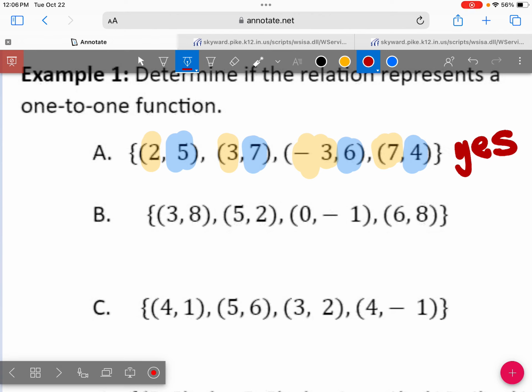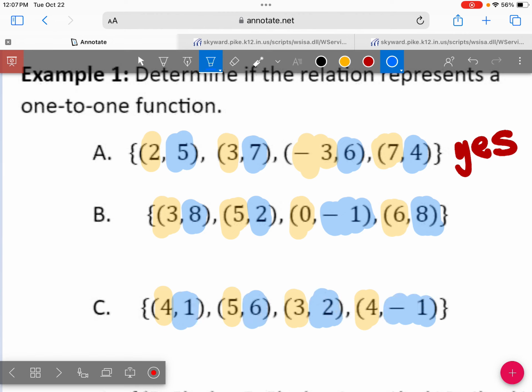All right, now let's look at B. I'm going to have you all look at B and C. Don't say it out loud, but just write yes or no for B and C. And if you see a repeat in X, then you don't even have to check a Y. It's automatically a no. And if something repeats, circle it.